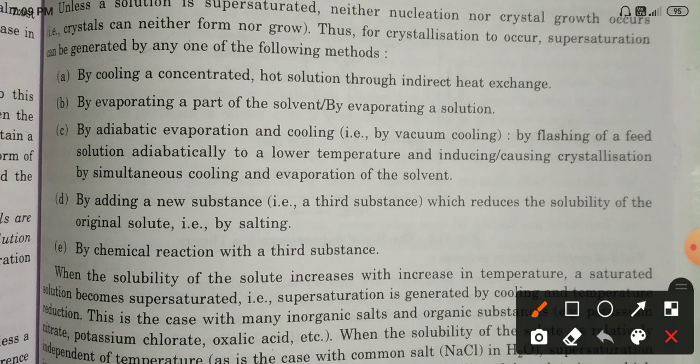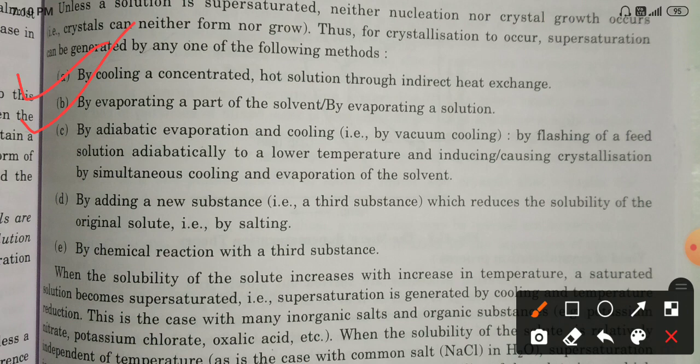This is the first one: by cooling a concentrated hot solution through an indirect heat exchanger. Second, by evaporating a part of the solvent.